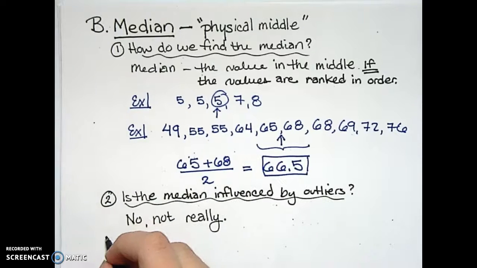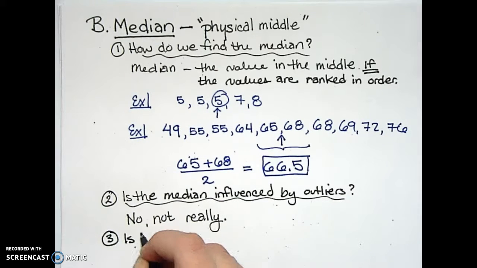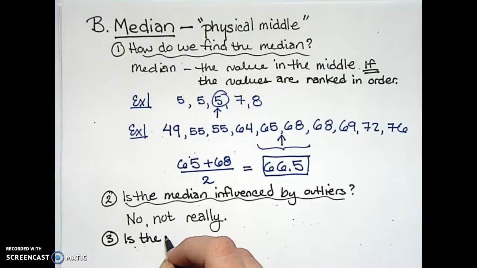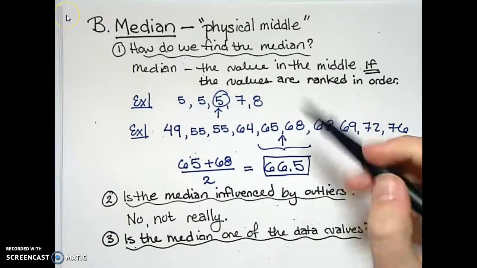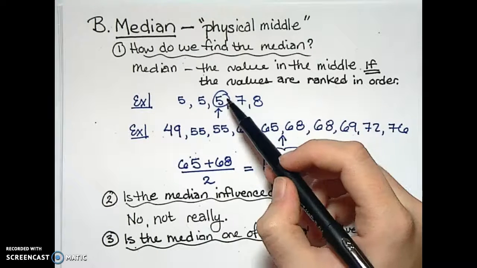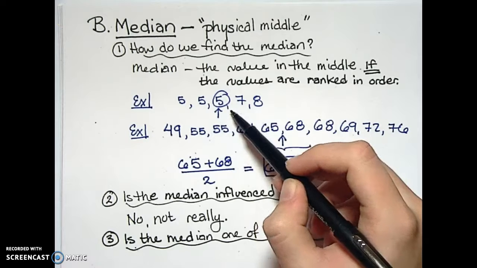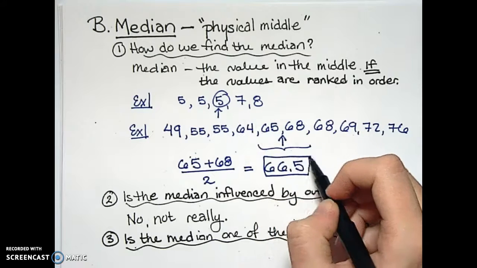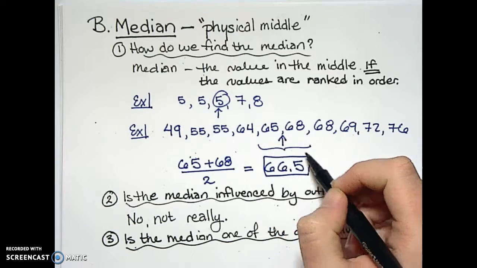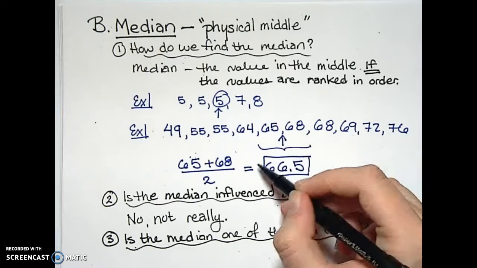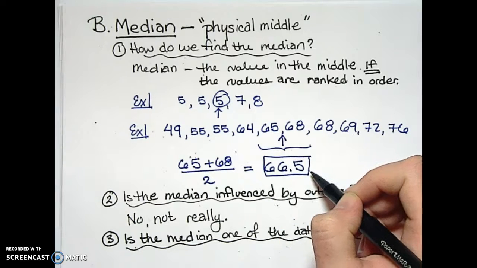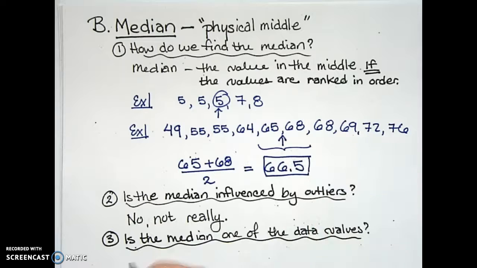The third question we should ask about medians is, is the median going to be one of the data values? From just these first two examples here, we can see that in this situation, yes, the median was one of the data values, but especially when you're dealing with an even number of data values, the median might not necessarily be one of the data values from the set. So the answer here is not necessarily.